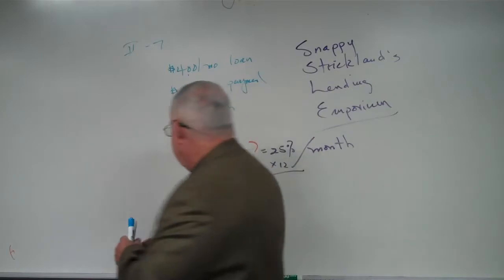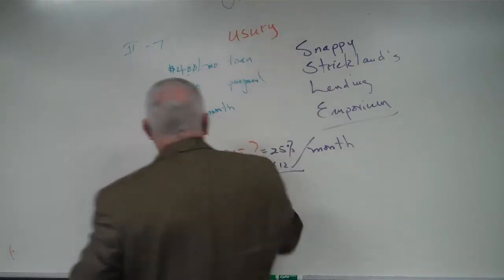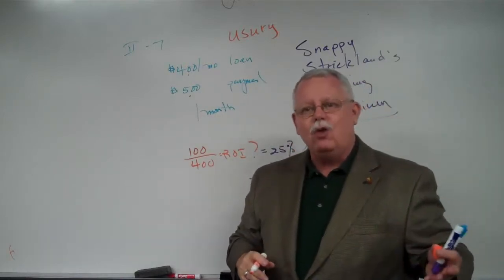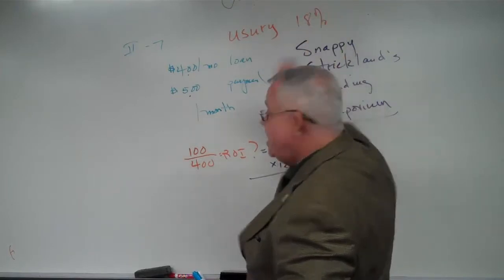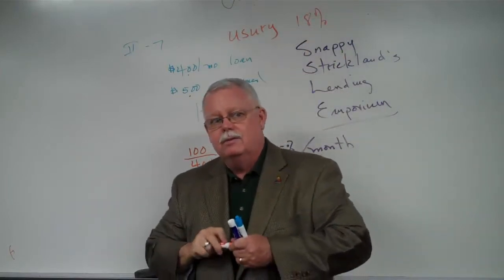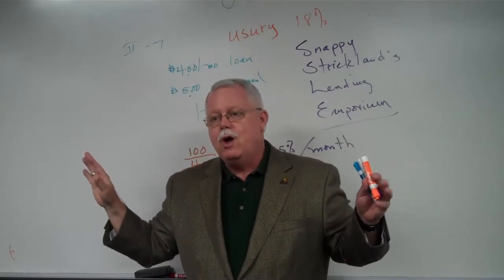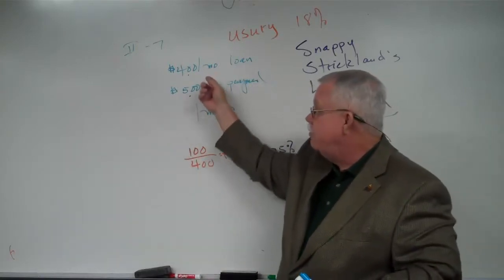There was a time in this country when we had something called usury laws. Usury was charging a rate of interest that was so high it was illegal. And back then, the maximum rate on loans was typically 18%. Those days are long gone. You can charge anything you want on a loan.